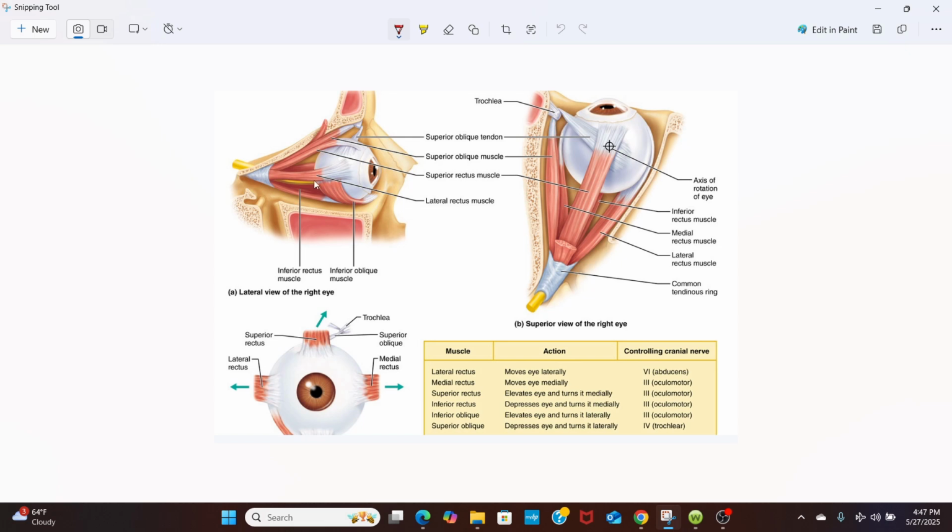So these extrinsic muscles do have innervation, meaning they are supplied by cranial nerves. The lateral rectus muscle, which is this, is innervated by abducens nerve, which is the sixth cranial nerve. The superior oblique muscle, which is this or this one, is innervated by trochlear nerve, which is cranial nerve number 4, whereas the rest of them are innervated by oculomotor nerve, which is the cranial nerve number 3.